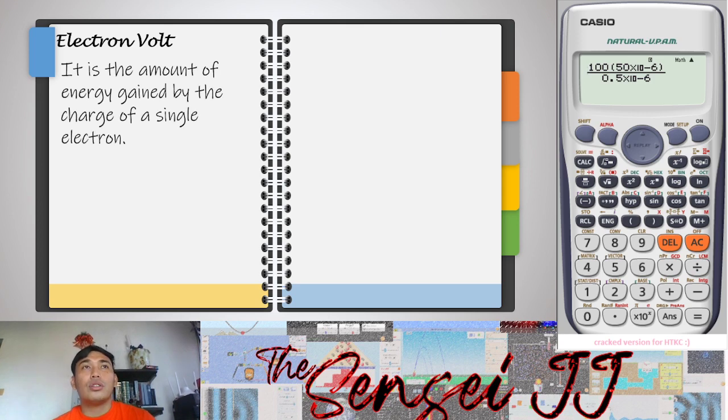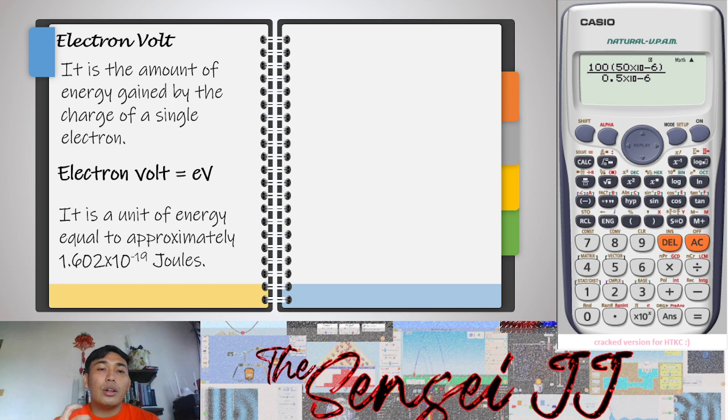So, electron volt, or EV, small e, capital V. It is the amount of energy gained by the charge of a single electron. So what is the unit of energy equal to approximately is 1.602 times 10 raised to negative 19 joules.